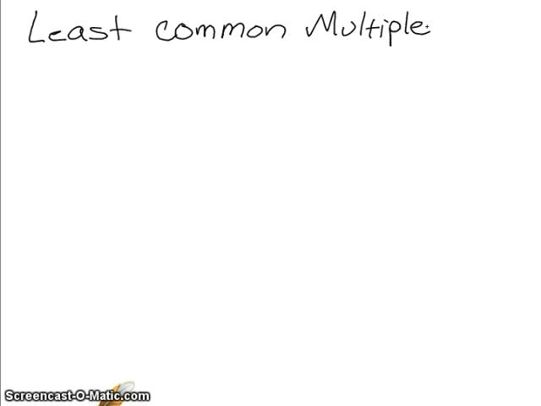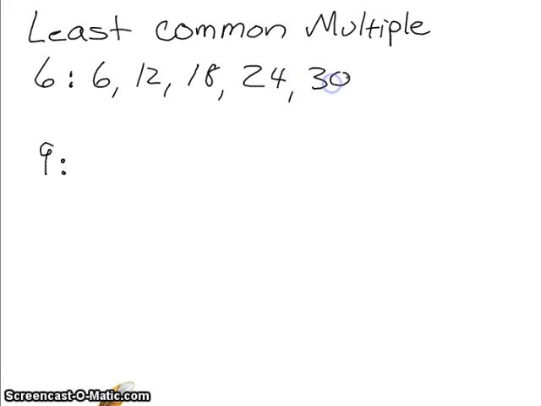You get two numbers, like say 6 and 9, and you would simply find multiples of these numbers and list them out. So you'd start with 6, 12, 18, 24, 30, 36, and so on. And with 9, you do the same thing.